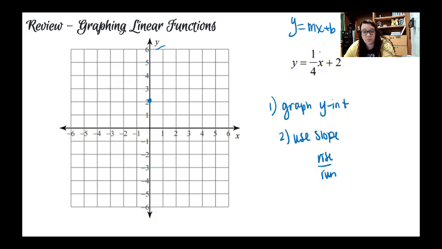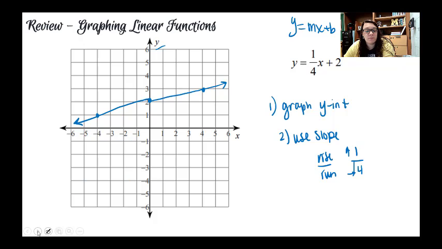Next I'll use slope, which is 1 over 4. I'm going to go up 4 and right. I'm sorry, up 1 and right 4. Up 1, right 4. And there's my line. I could also go down 1 and left 4 to find another point. That's it. Hopefully that jogged your memory a lot.